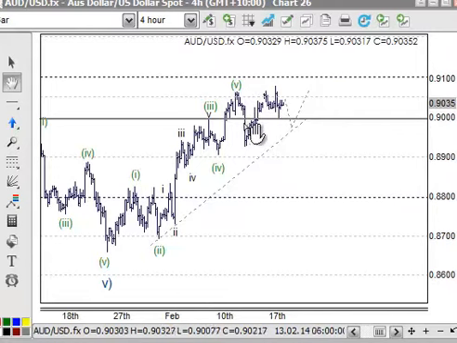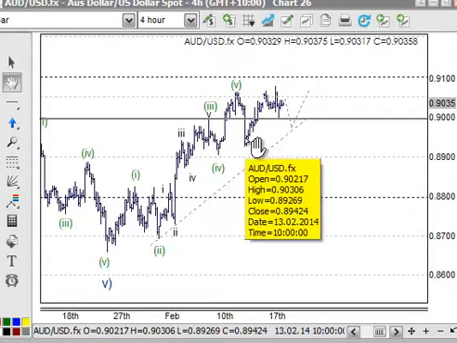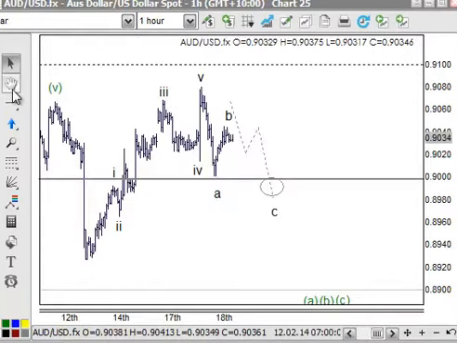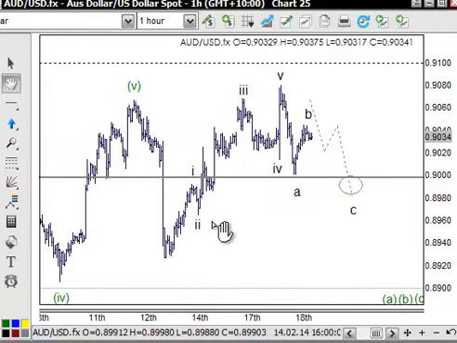Now, this move down here actually counts as 3 waves down, so that was corrective. And yesterday we were looking at this structure here, I'll zoom in there now. I spent a bit of time counting this structure up here because I think we were in around here somewhere.